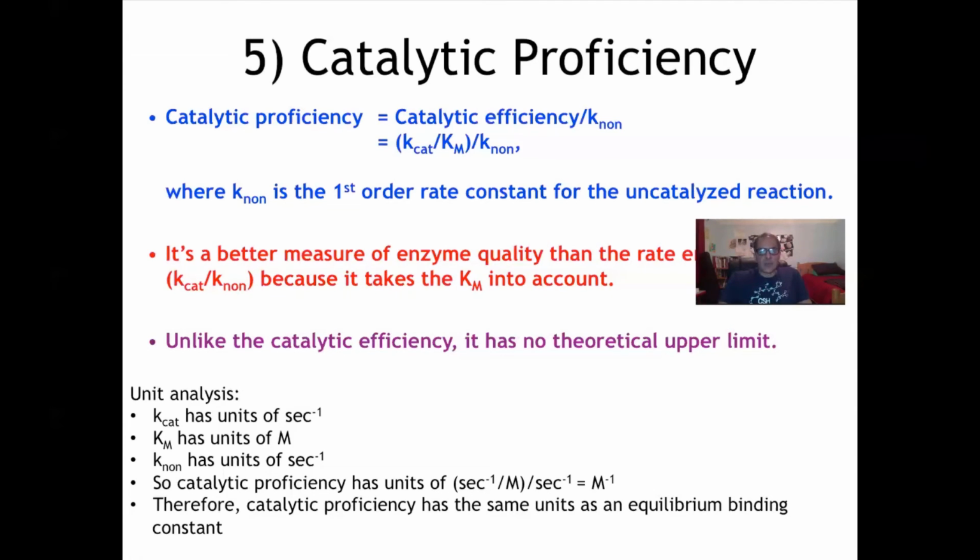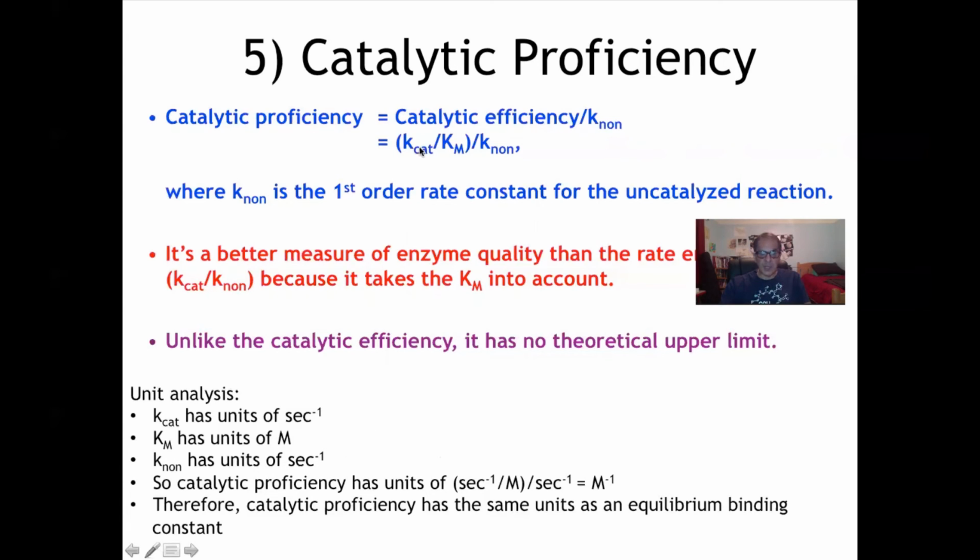Let's look at the units of the catalytic proficiency. So what are the units of Kcat, Km, and Knon? Well, the units of Kcat are just inverse time, so seconds to the -1, just like any first order rate constant. Km can be thought of as a concentration. It's the concentration of substrate that gives you half maximal reaction velocity, so it has units of molar. Knon is usually a first order rate constant, so it also has units of seconds to the -1.